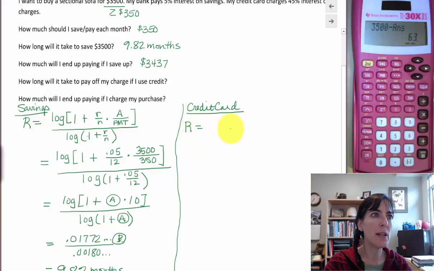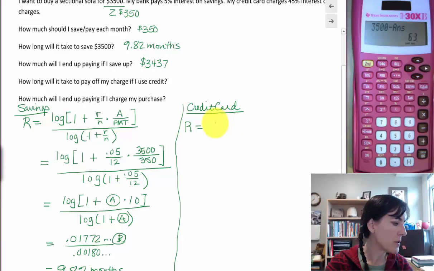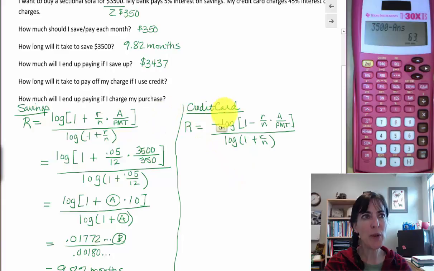the formula is slightly different. This one is R equals, remember it's similar, but we have that negative log in the numerator and we're subtracting inside the big parentheses. And then of course we have different interest rates, just a different interest rate as well. So we'll have negative log.